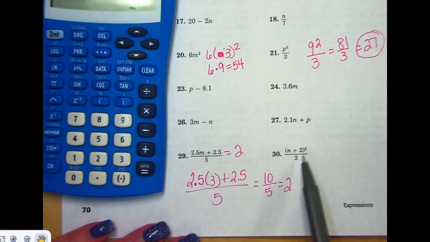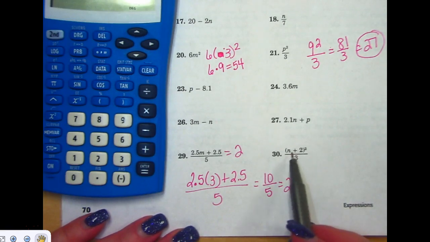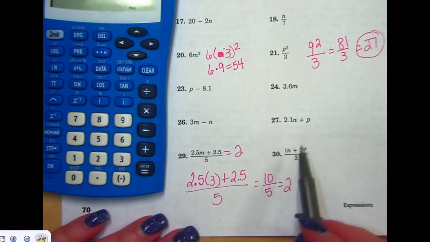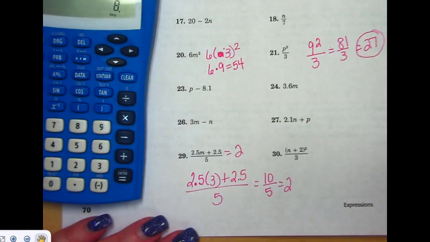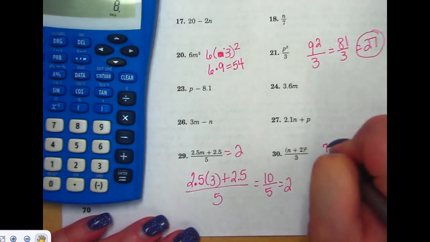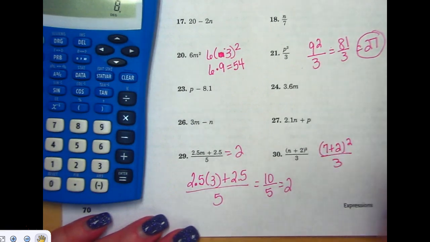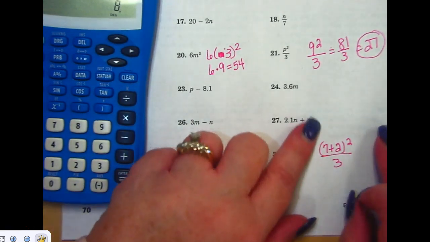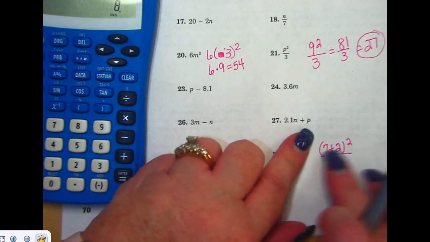What about 30? Do you think I need to keep those parentheses there? Yes, because we're going to need to do the math inside the parentheses before we square. If you took it away, let's rewrite it. N is 7 plus 2 squared divided by 3. If I didn't put the parentheses back, it would square the 2 first and then add it to 7.